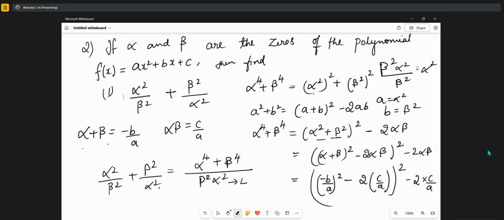Okay, in the denominator it is beta square into alpha square. Beta square into alpha square will be equal to what? Alpha into beta whole square, that is c by a whole square. Okay, now you have to simplify this. Write down, then we will simplify.